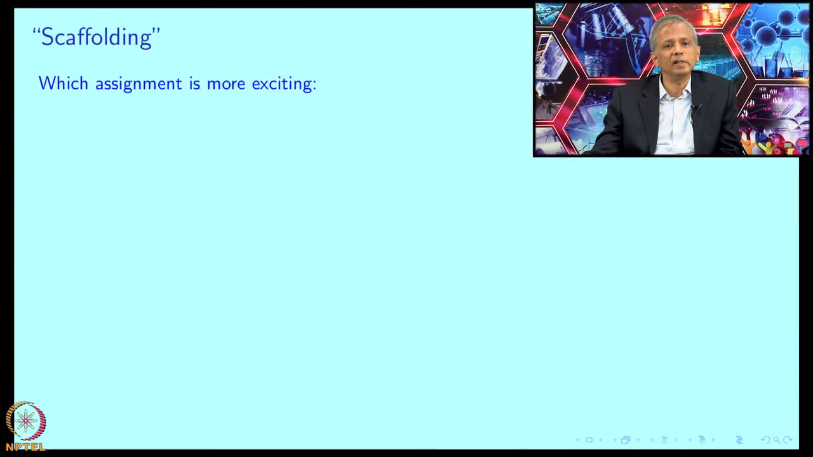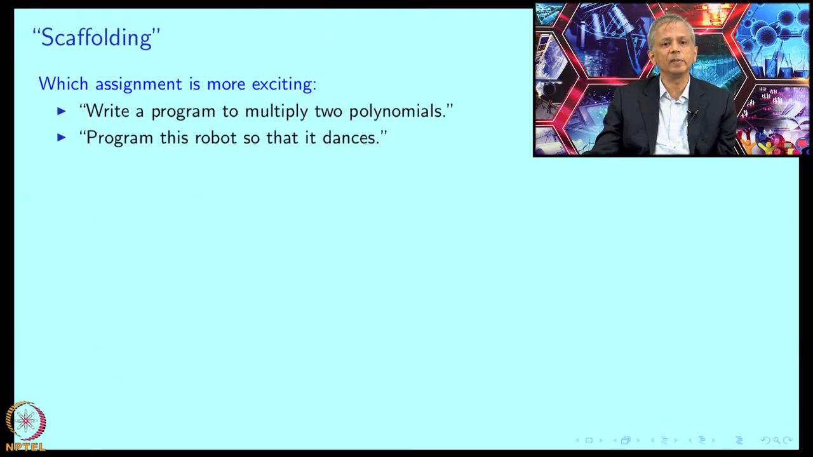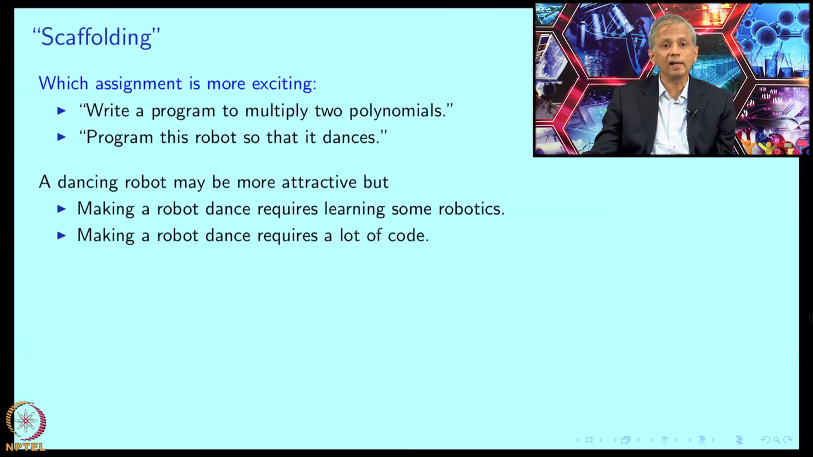Another idea which has come out of Logo, so to say, is the idea of scaffolding. So consider the following two assignments and tell me for yourself which is more exciting. The first assignment is write a program to multiply two polynomials, and the second assignment is program this robot so that it dances. This is hardly a fair question, right? 90% of the people will say, of course, I want to program the robot. I mean, that is so much more exciting. Well, it might be exciting, but for example, it requires you to learn robotics. And second, making a robot dance requires a lot of code. So what do we do?